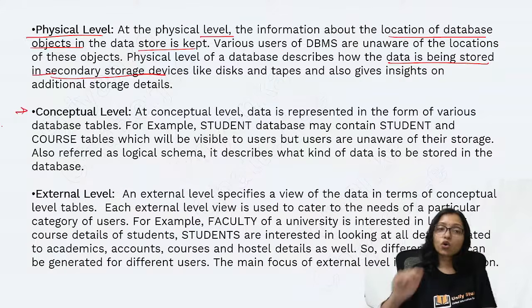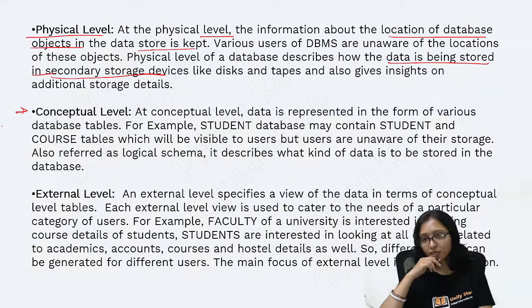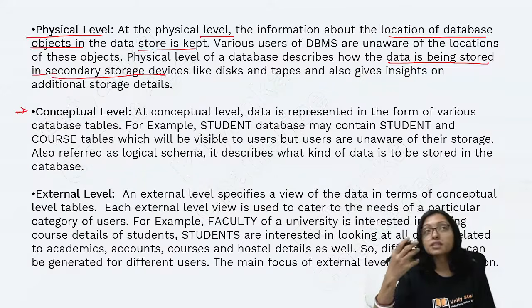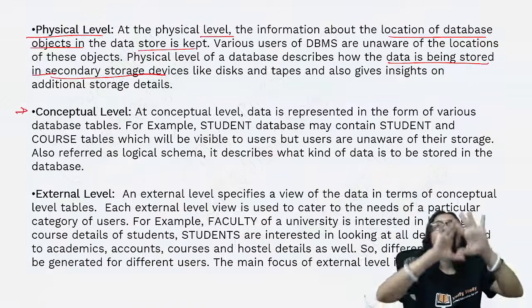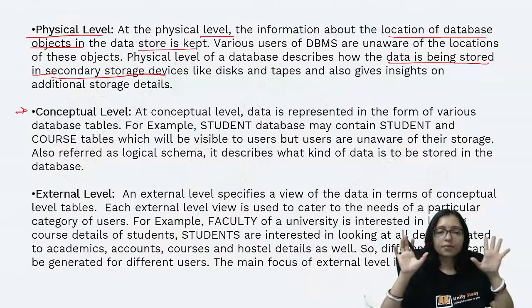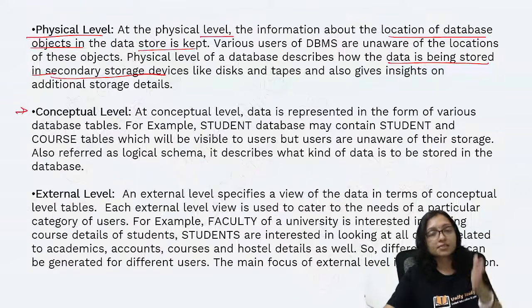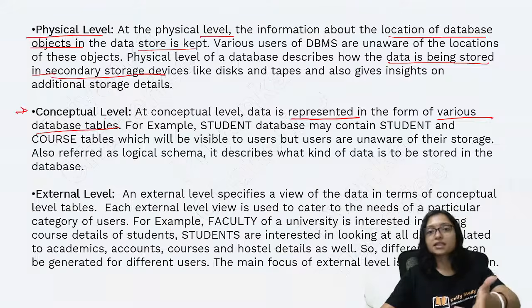Next one is the conceptual level. Now what is conceptual level? Conceptual level means you are able to conceptually understand, means you are visualizing the database. We are representing as a table. There will be this many attributes, this many data, we are representing it, right? So when you are conceptually represented, the data represented in the form of various database table, how you are representing it, that is your conceptual level.